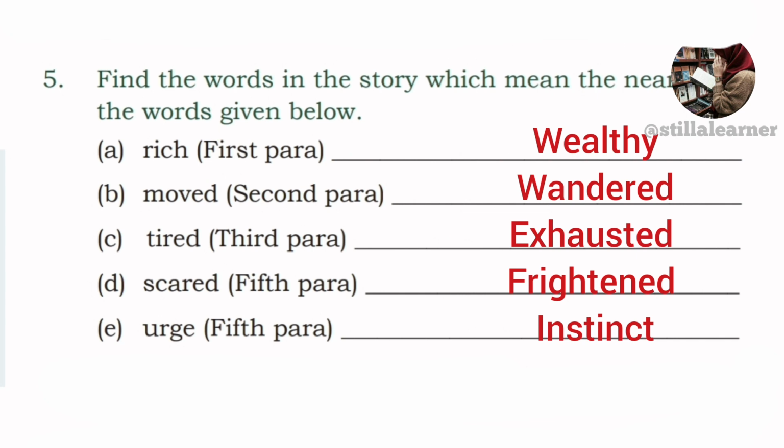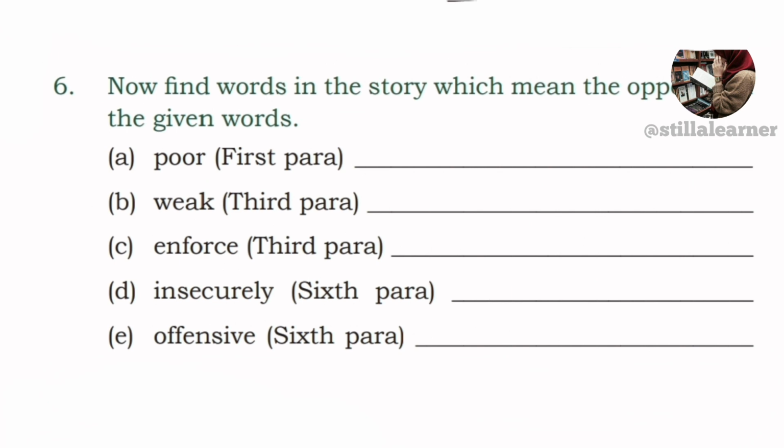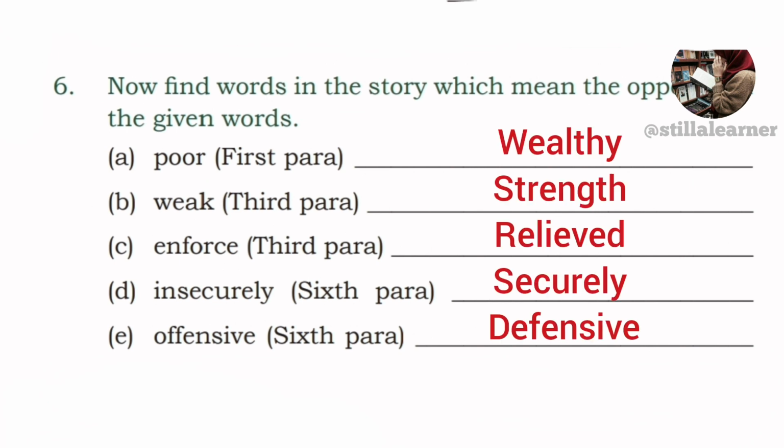Okay, now we'll move to the sixth question. Here we have to find the opposite for the given words. From the given paragraph, we have to find the correct opposite meaning of the given word. The opposite word of poor from first paragraph is wealthy. Opposite of weak from third paragraph is strength. Opposite of enforced from third paragraph is relieved. Opposite of insecurely from sixth paragraph is securely. Opposite of offensive from sixth paragraph is defensive. Got it? Now we'll move to the vocabulary part.